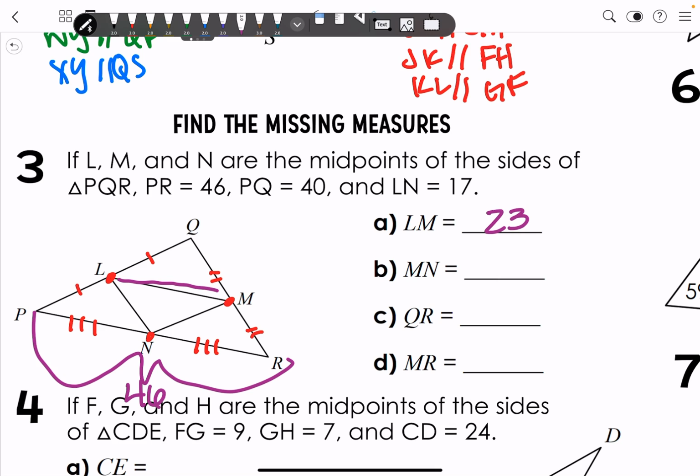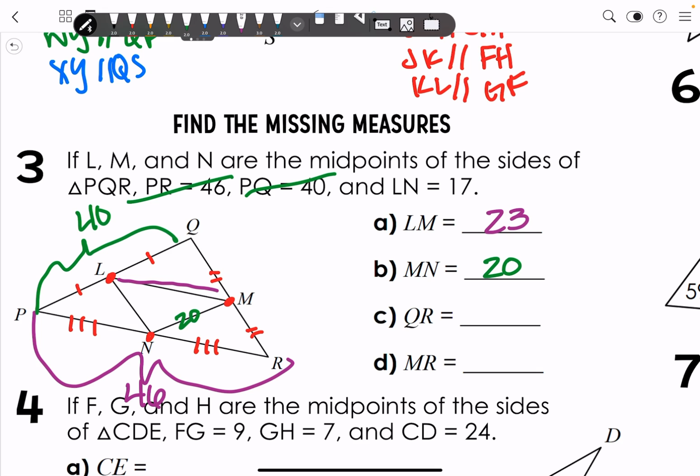We're going to do the same thing here. With MN, we're going to use PQ right here, that is 40, which means half of that is 20, and that's what MN is going to be.